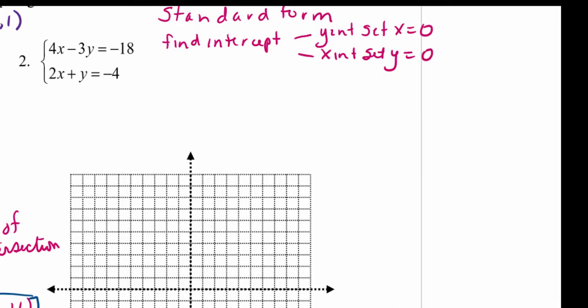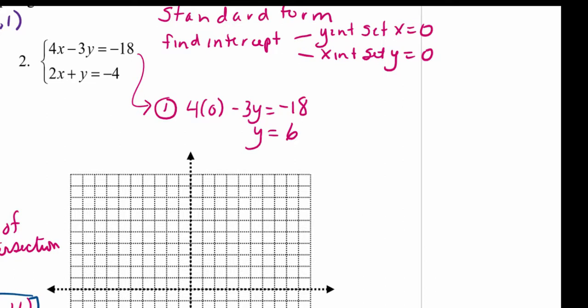So in this first equation, if I set x to 0, here's equation number 1, 4 times 0 minus 3y equals negative 18. So I get y equals 6 when I divide both sides by negative 3. So I now know that 0, 6. So let's graph that. So here's 0, 6. That's the y-intercept of equation 1.